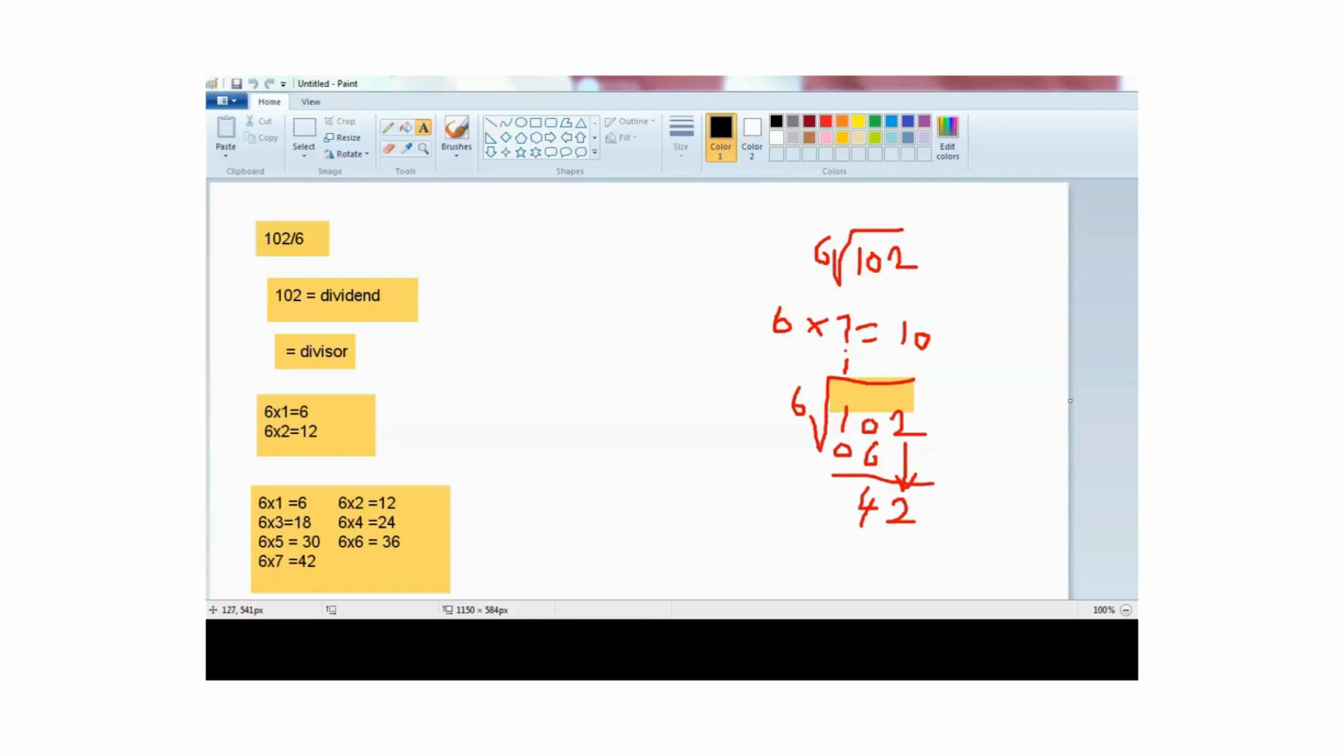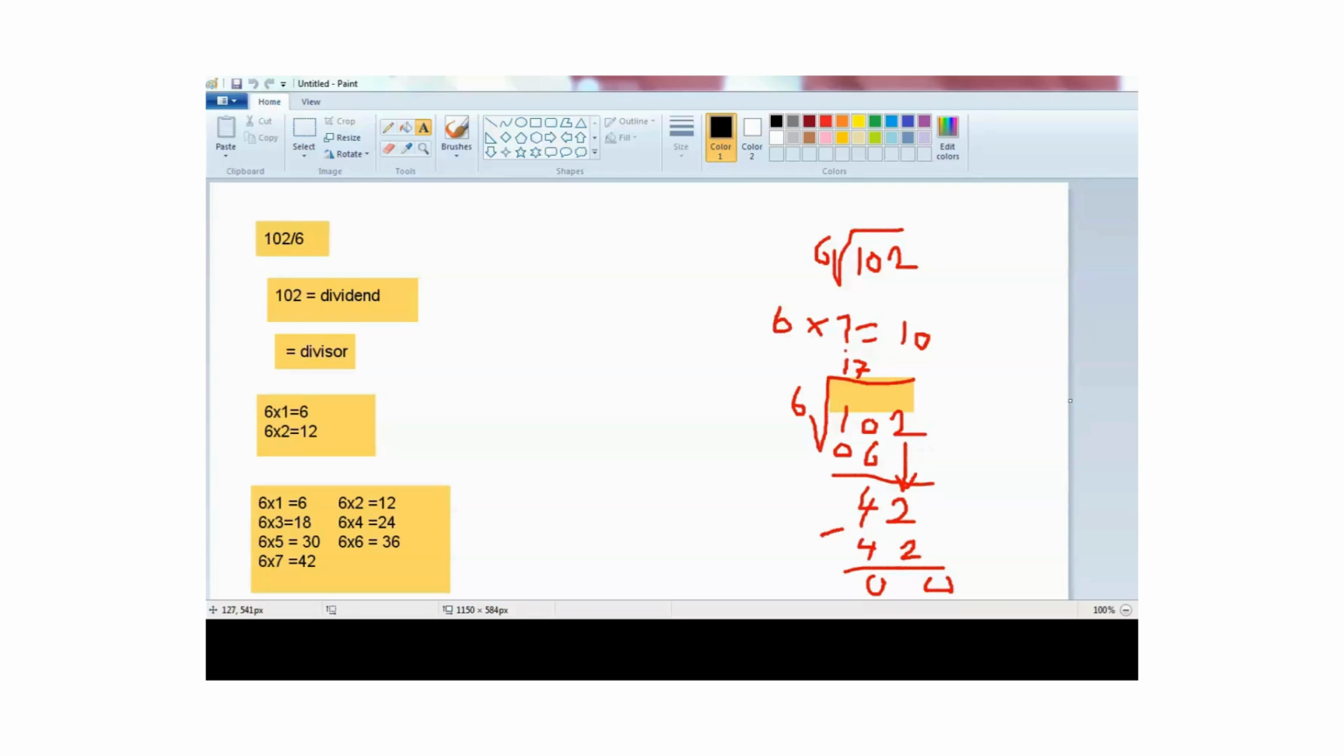The answer is going to be 7. 6 multiplied by 7 gives 42. So we now get back to our division and put a 7 here. So 7 multiplied by 6 gives 42. Now we subtract. 0, 0. So there you have it. Our quotient is 17. Our answer is 17.